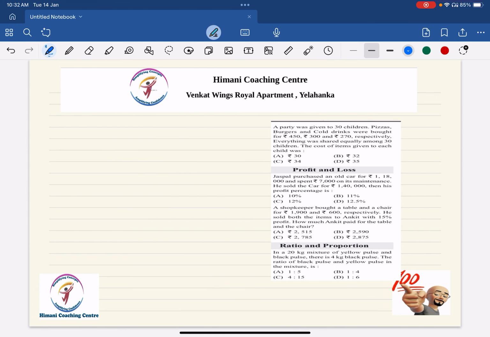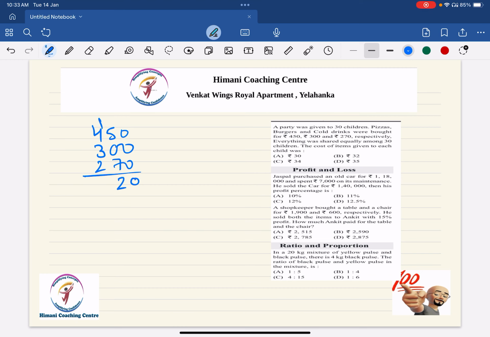A party was given to 30 children. Pizzas, burgers, and cold drinks were bought for 450, 300, and 270 rupees respectively. Everything was shared equally among 30 children. What is the cost of items given to each child? So first let us find the total cost incurred, which is 450, 300, and 270. This is what they have spent.